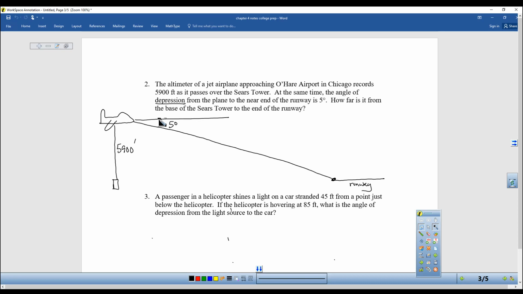Whenever you make your angle, it should be going from your upper horizon down to whatever you're trying to draw a picture to. Sometimes people accidentally put it here, but it's not. It's from the upper horizon.